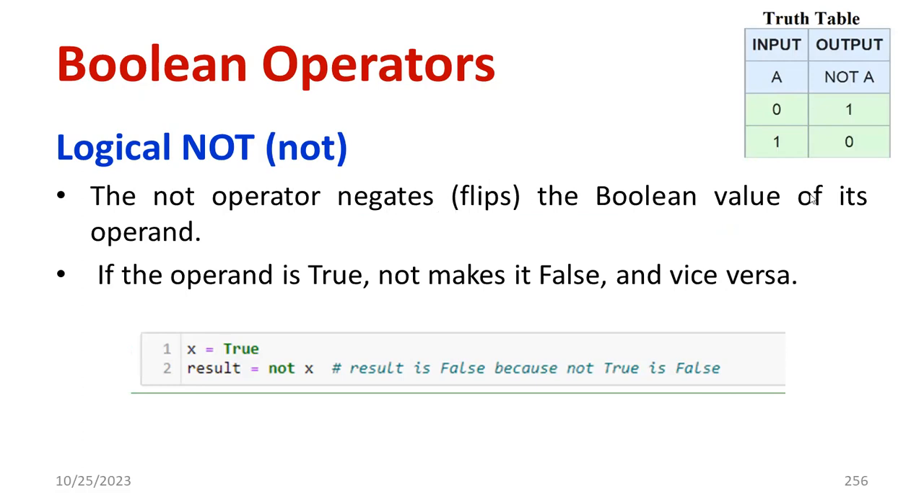It negates, that is, flips the Boolean value of the operand. Suppose the input is true, the output will be false. If the input is false, the output will be true. Like that, there is a flip, an opposite, a negation. If the operand is true, then NOT makes it false and vice versa. Here you can perform the operation of logical NOT. I will show you how to do that.